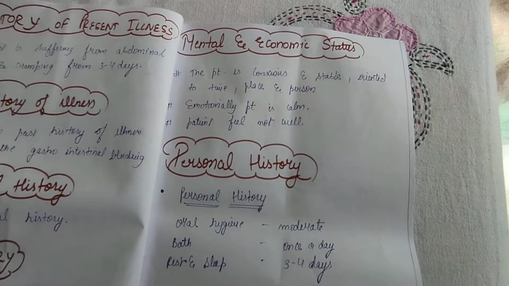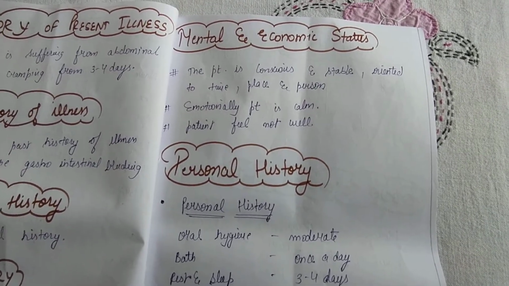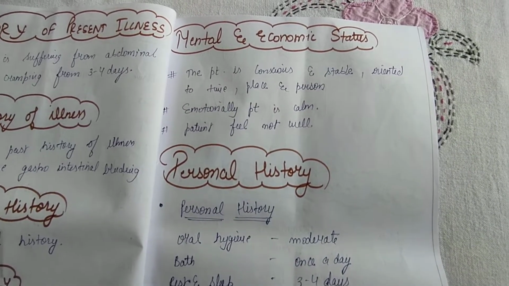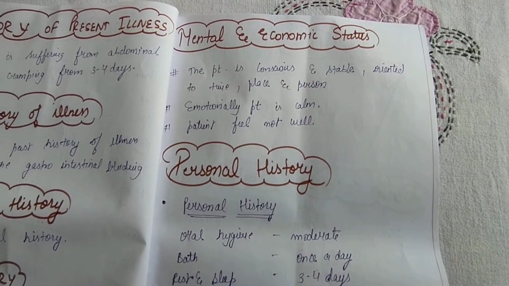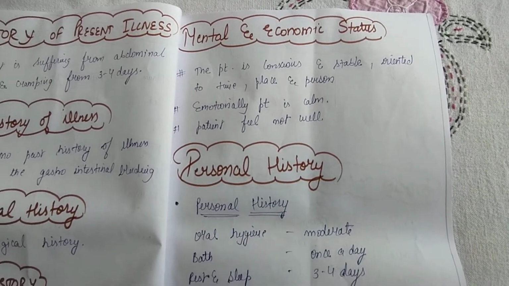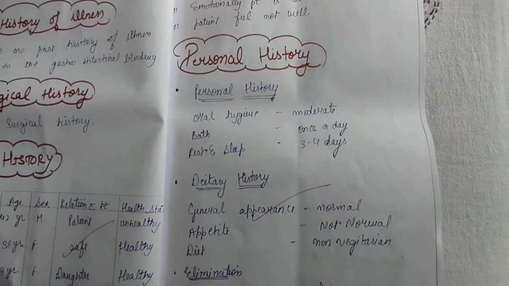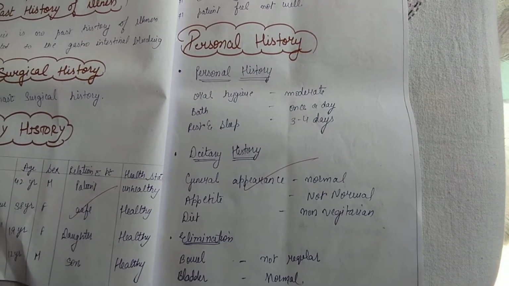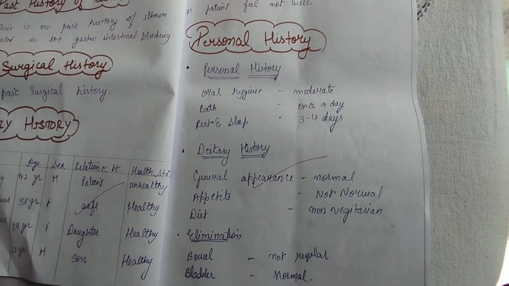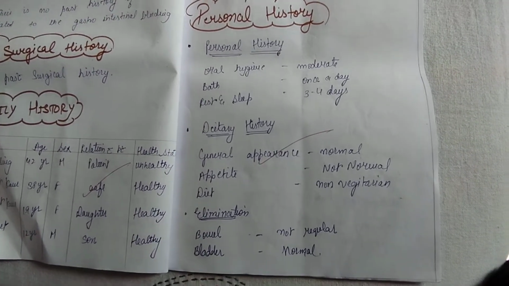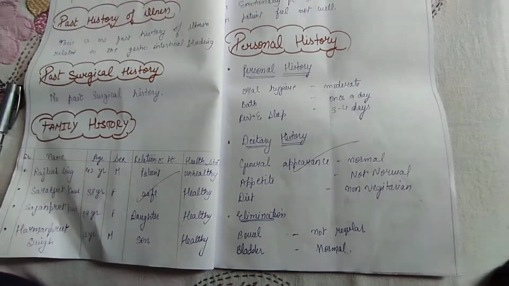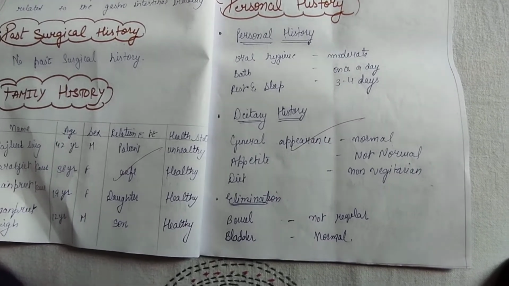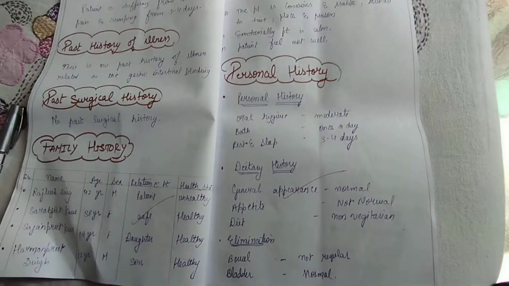After that, the mental and economical status of the patient must be assessed: whether the patient is conscious, stable, oriented or not, and emotionally calm or not. All that information should be taken. After that, there is the personal history of the patient. In personal history, we should note down the dietary history of the patient and the elimination pattern of the patient. Since the topic is related to the gastrointestinal tract, we must take the history about the elimination of the patient.